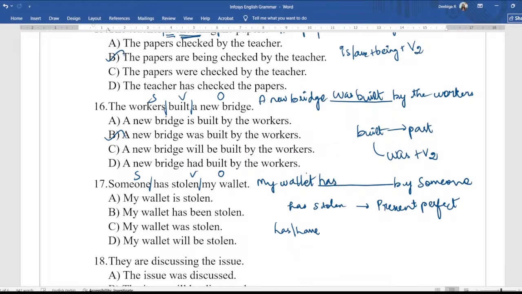When you convert present perfect from active to passive voice, what you will do is add has or have plus been plus V3. That is the rule here. Steal, stole, stolen. Right. So when you use have or has, the verb will be V3. So here the answer would be has been stolen by someone. So here they have not included by someone, but this is still in passive voice. So my wallet has been stolen. This would be the correct answer.